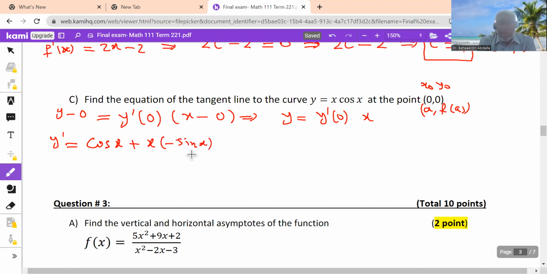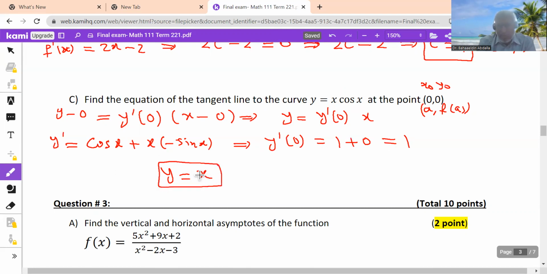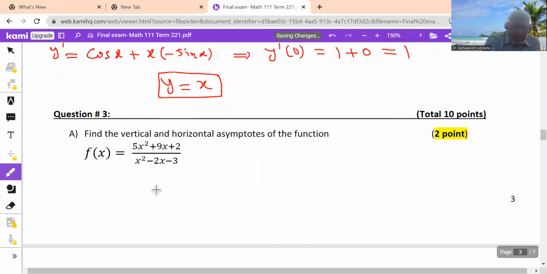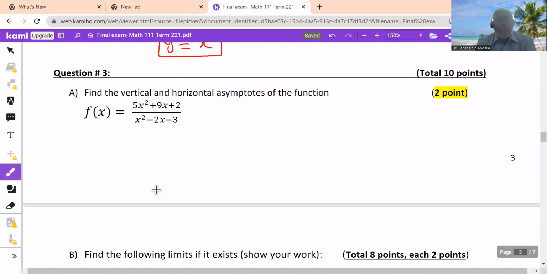You need parentheses. And now you need to find y prime at 0. Cosine 0 is 1. And here we have x, which is 0, times negative sine 0. Sine 0 is also 0, so 0 times 0 is 0. So y prime of 0 is 1. And the equation of the tangent line would be y equals y prime of 0, which is 1, times x. So we can say that y equals x is the equation of the tangent line.